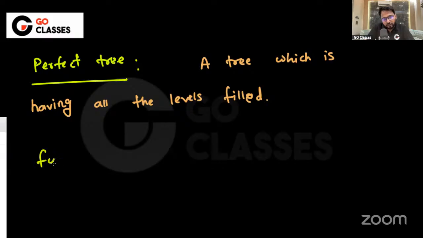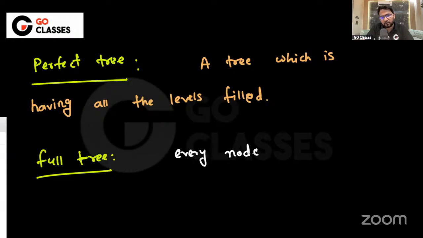So there is something called a full tree. This definition you might be knowing. What is that? To make it very clear, every node basically should have zero or two children, right?